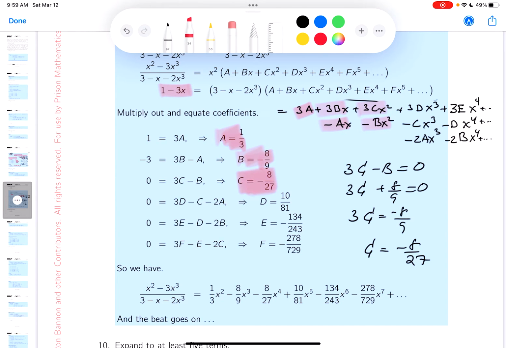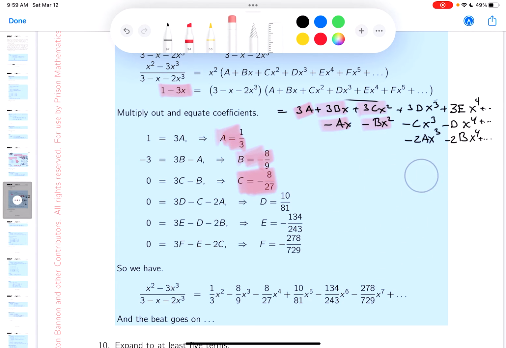Right over here. I'm going to erase now. I don't need it anymore. I just did that. Some people do this in their head, by the way. I've never been able to do that. So let's do the next one. Let's write it down. 3D, there's no cubes, that's to be equal to 0, minus c, minus 2A must be 0.